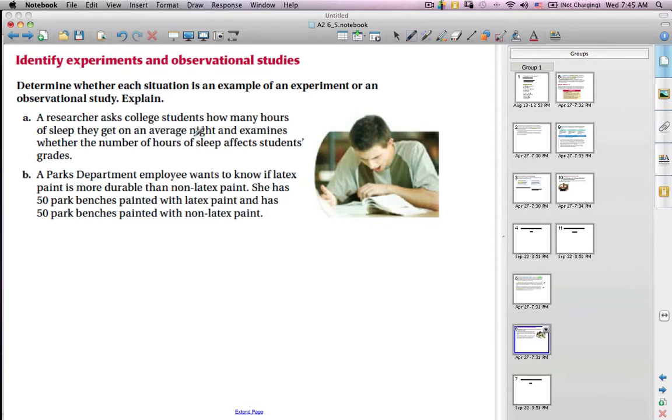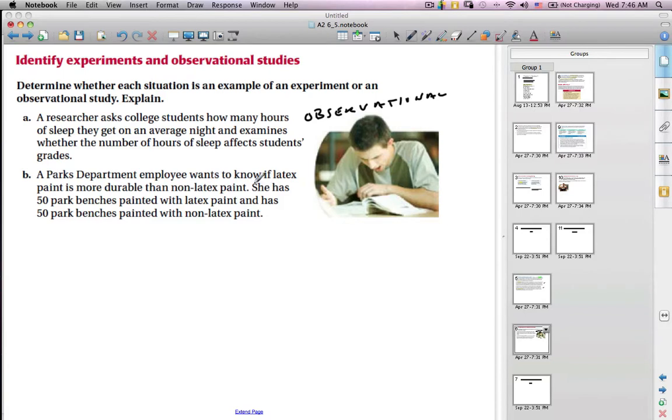So in this case, a researcher asks college students how many hours of sleep they get on an average night and examines whether the hours of sleep affects students' grades. Okay, so in this case, is the researcher changing anything? No, he's asking them questions and he's making a comparison between what they say about their hours of sleep and their grades. This is an observational study. It would be an experiment if he purposefully deprived them of sleep and then measured the results. Okay, but in this case, he's just asking what is, or observing what is, and then making comparisons.